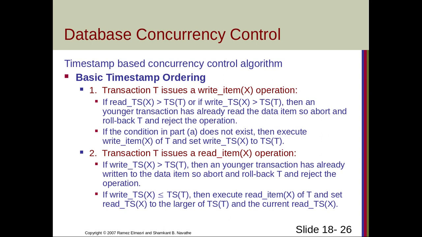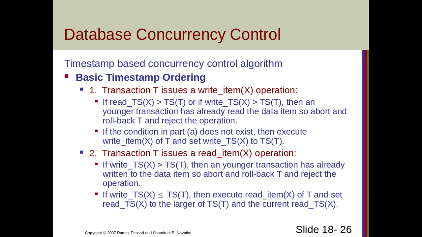So if the read timestamp of X is greater than TS of T, or if the write timestamp of X is greater than TS of T, that means either the read timestamp of X or the write timestamp of X is greater than TS of T. The meaning is that a younger transaction has already read or written the data. That means a transaction which is newer or younger compared to our transaction has either read or written data. So in that case the transaction has to be aborted, or the operation rejected. But if both the read timestamp of X and the write timestamp of X are less than TS of T, in that case execute write item X of T and set the write timestamp of X to TS of T.